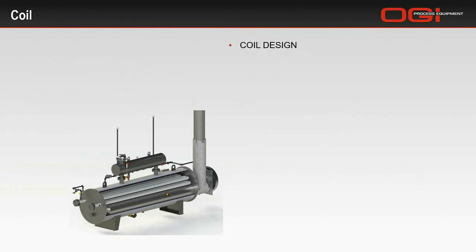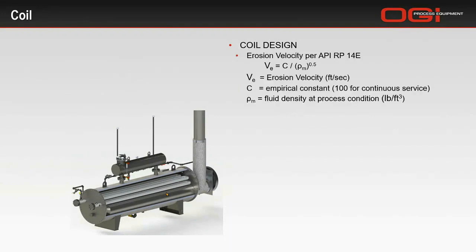Next, in coil design, we want to take a look at erosion velocity, and the calculation is API RP14E. Here's the calculation. Thing I want to talk about is this C factor. We use 100, assuming you have clean pipeline gas for continuous service. Other manufacturers may use different numbers, and the lower the number, the more conservative it's going to be.